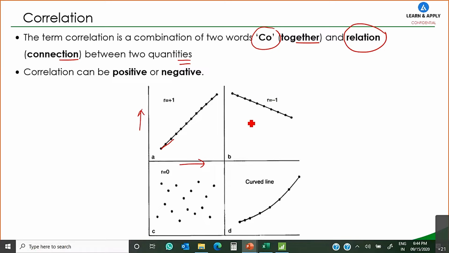Now if you increase the other factor level, let's say if you are increasing x, there is a decrease in y, right? So as we increase x, there is a decrease in y. So that is called a negative correlation between the terms. So it is very important to understand what kind of relationship is present between them.